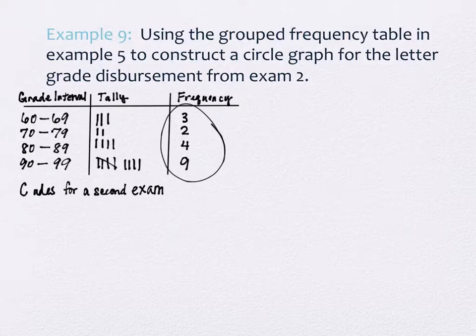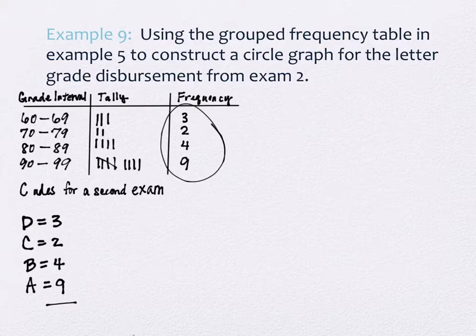All right, all those frequencies on the right-hand side were frequencies for letter grades, right? So this was the D, I had 3 Ds. The C, I had 2 Cs. The B, I had 4 Bs. And the As, I had 9. How many total grades do I have? 18.